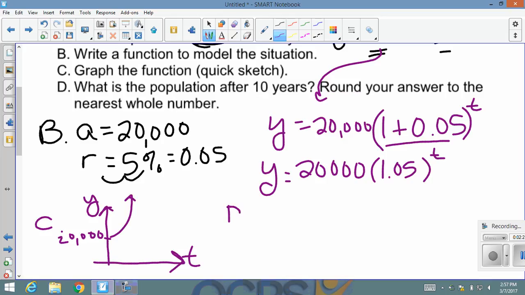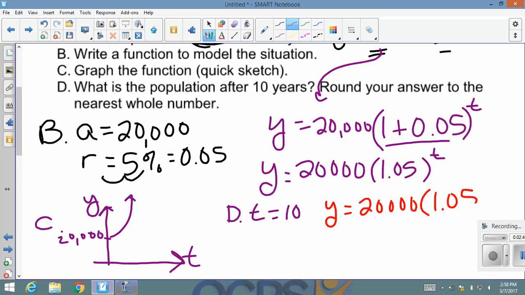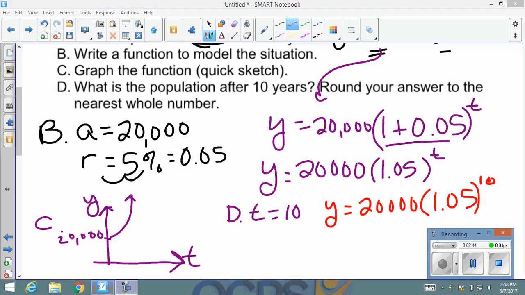And then for D, what is the population after 10 years? So what we've done there is we've been given T. Round the answer to the nearest whole number. So we are going to do y equals, I'm using my model here to make my prediction. I'm replacing T with 10. And then what I want to do is go to my calculator.